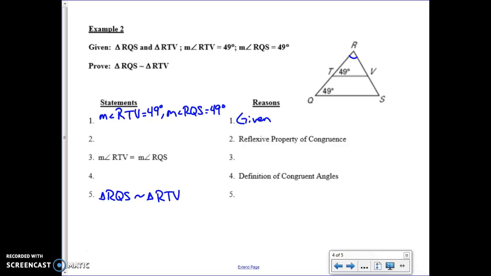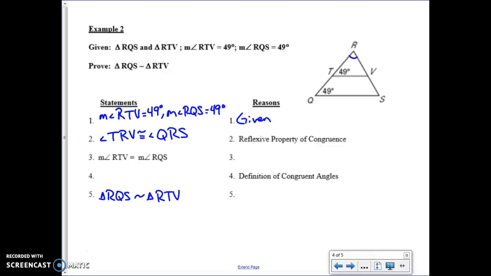We need to be careful because while angle R is the same angle, I don't want to say angle R is congruent to angle R. I'm going to be a little more specific here. So I'm going to say angle R in the smaller triangle. So if I'm tracing the smaller triangle, that would be angle TRV is congruent to angle, and then I'm going to the bigger triangle, so QRS by the reflexive property.